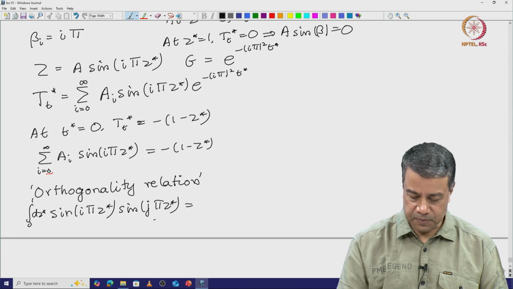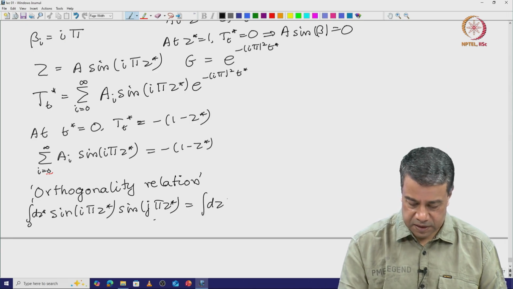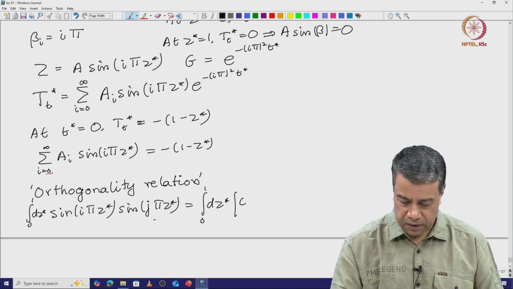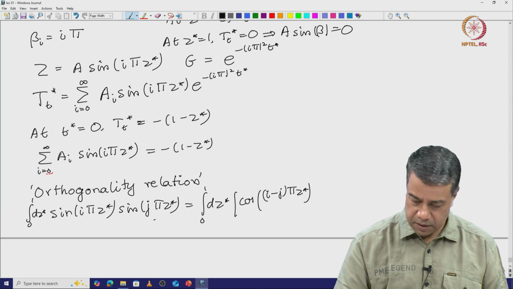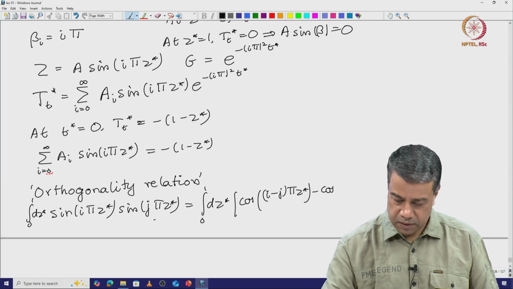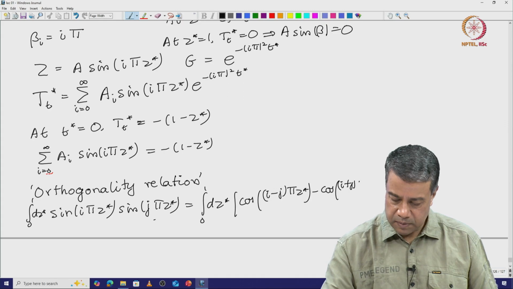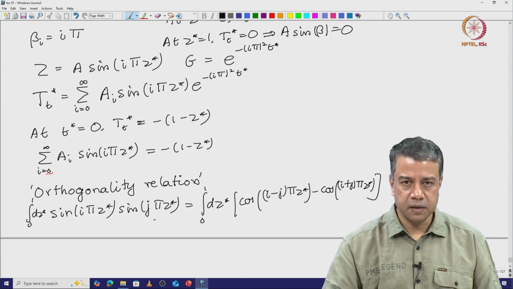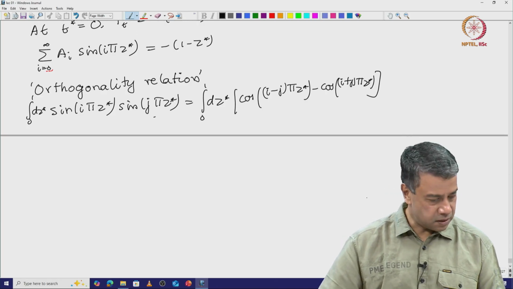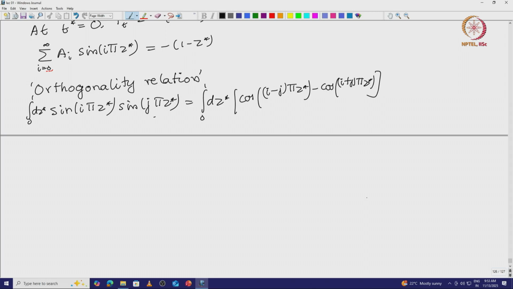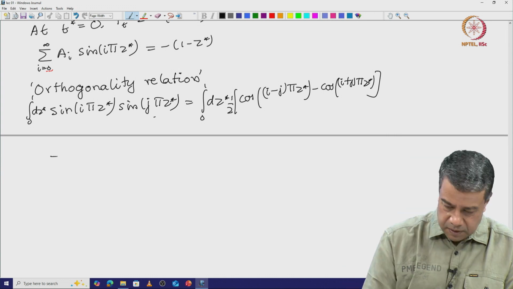I can write the product of sines as the integral dz star between 0 to 1 of cos of (i minus j) pi z star, minus cos of (i plus j) pi z star. So, that is the integral. There should be a factor of half here, using sin a sin b is equal to half cos of (a minus b) minus cos of (a plus b). So, I can do the integral.